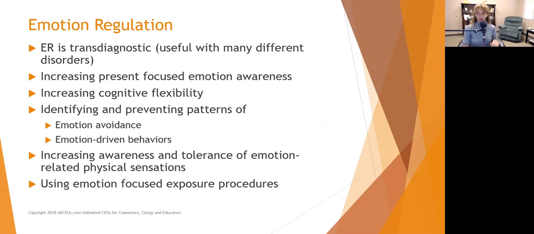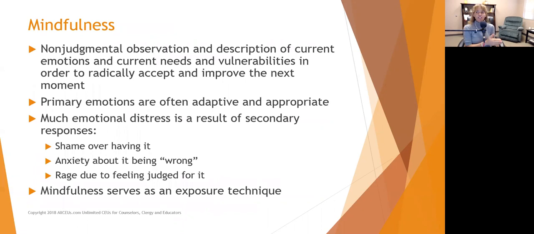Mindfulness is a non-judgmental observation and description of the current emotions and current needs and vulnerabilities. That's a lot of stuff. In order to radically accept and improve the next moment. So that's five things that have to go on in mindfulness, and people are like, ah. So when I teach mindfulness, I encourage people to start out, well, actually at six. We talk about what is non-judgmental observation. And for a lot of clients, that's a strange concept because everything comes with a should. I should feel this way. I should do this. Non-judgmental observation just follows, it is what it is.